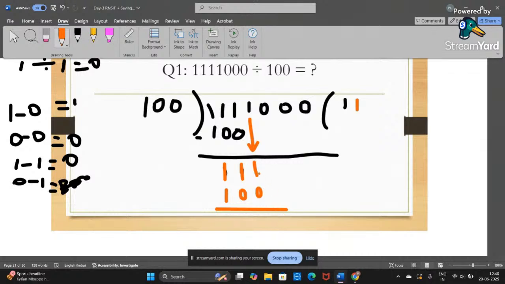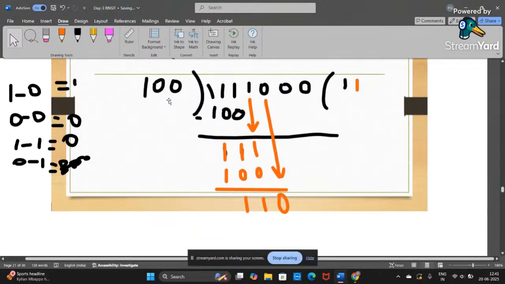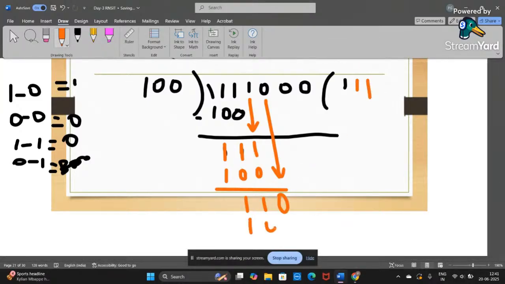Again, 1 minus 0, it is 1. 1 minus 0, it is 1. 1 minus 1, it is 0. Then we have to take the next one. Then again into 1. 0 minus 0, it is 0. 1 minus 0, it is 1. Right? So 1 minus 1, it is 0. Next, we have to take this.